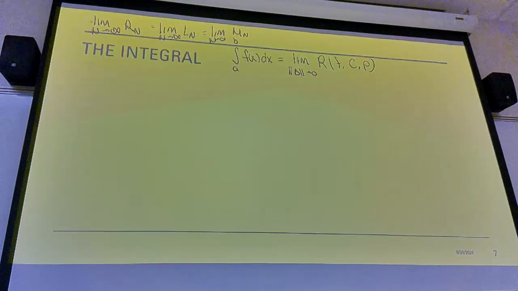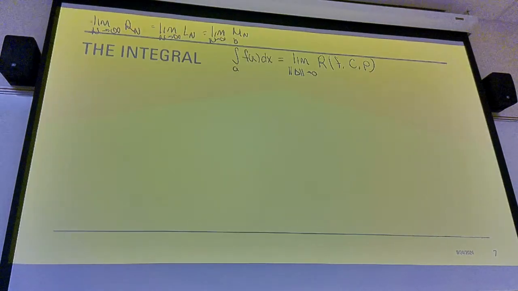Right, first off, for all three of them, the partition is the same. It's called regular, which means every subinterval is equal length. So delta x, your length, would be b minus a over n, where n is your number of subintervals. For the right endpoint, you choose the right endpoint of each subinterval. Left endpoint, you choose the left endpoint of each subinterval. And midpoint, you choose the midpoint.